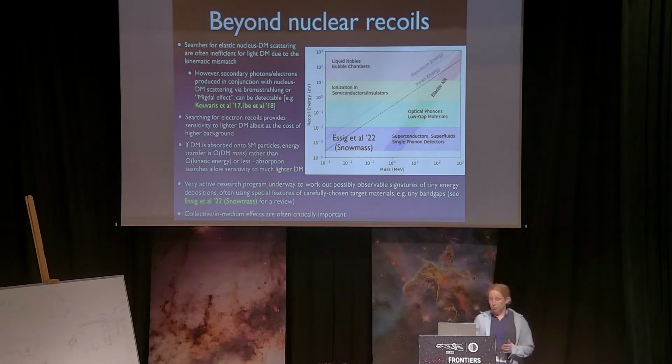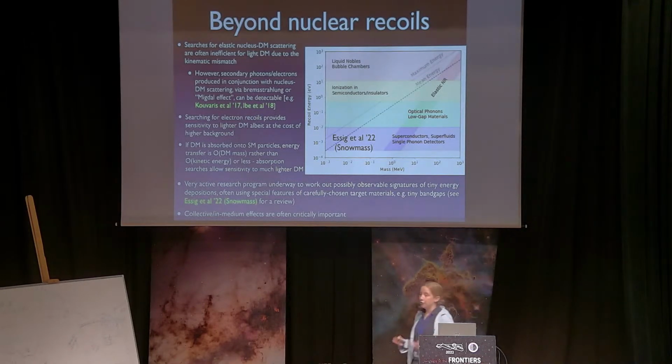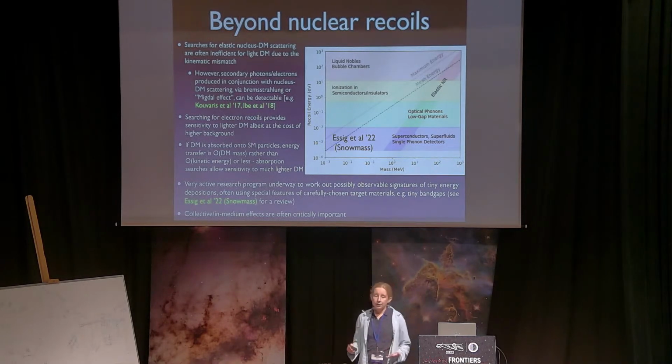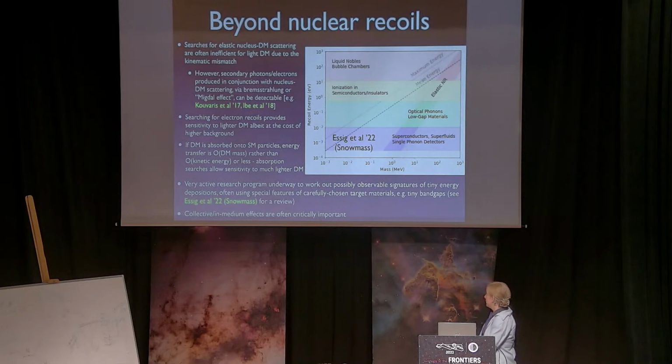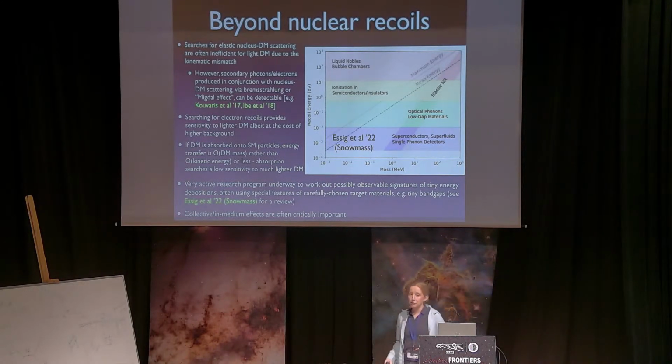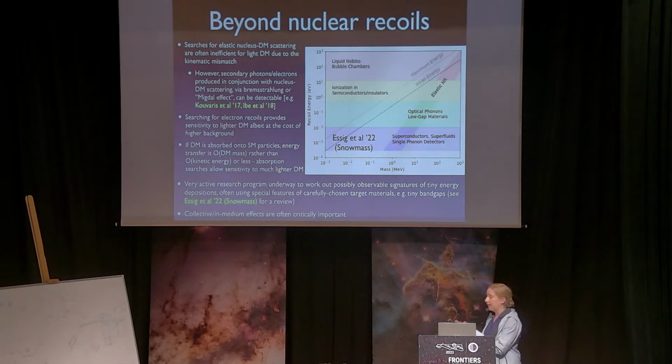More generally, what you need to do to look for light dark matter is to be able to see really tiny energy depositions. So there's a really active research program underway in how to find possibly observable signatures of arbitrarily tiny energy depositions. And often that means using a special target material, something that has, for example, a very, very tiny band gap across which electrons can be excited.